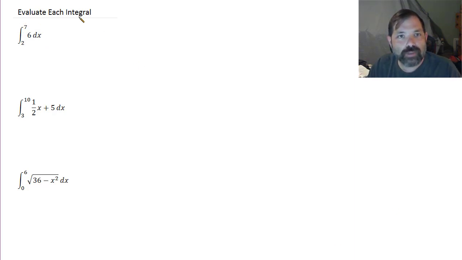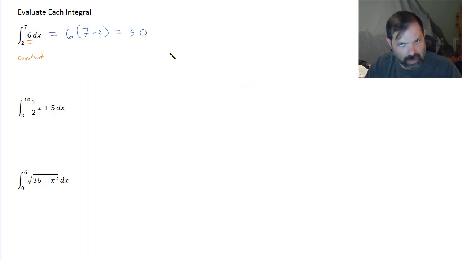All right, evaluate the integral, and we have the integral from 2 to 7 of 6 dx. So what I would notice is that this 6 is a constant. It is not dependent on x. And so if we think back to what we saw on the previous slide, then this would be equal to 6 times 7 minus 2. And so then that's 6 times 5, that's 30.